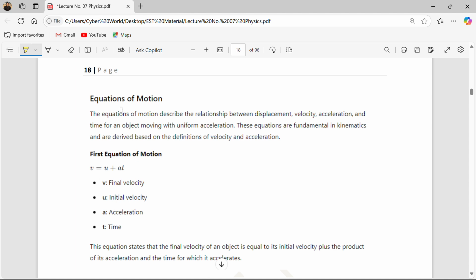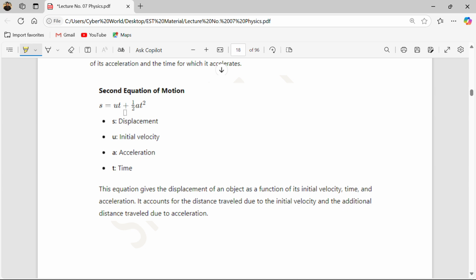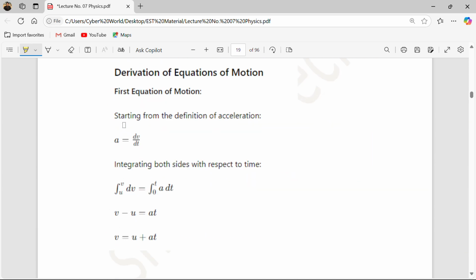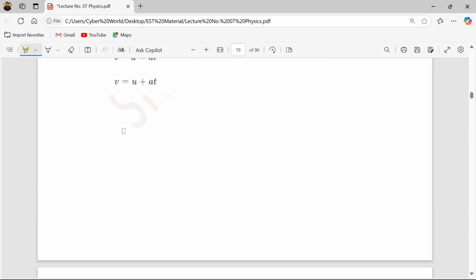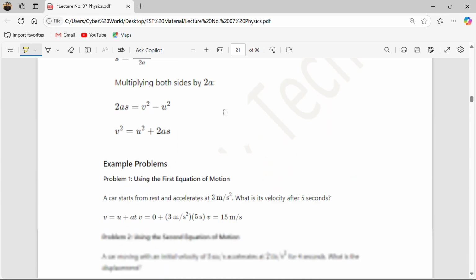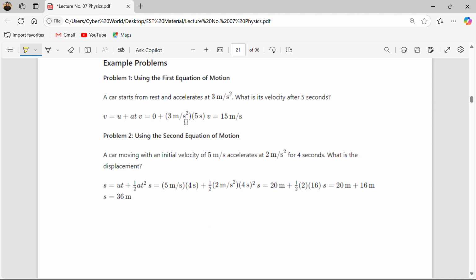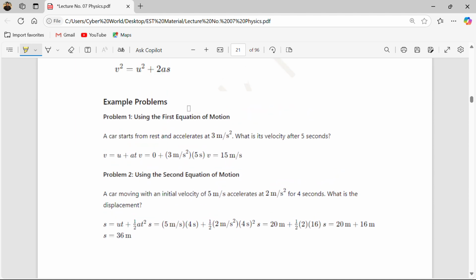Now let's move on to the equations of motion. We already know about equations of motion. This complete PDF is available if you want it. I mentioned my number in the description. You can contact me and get this document at a very minimal price. Okay.